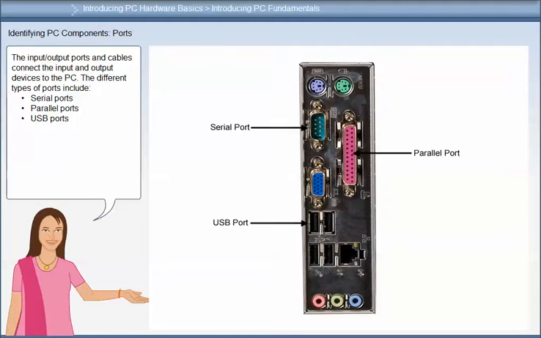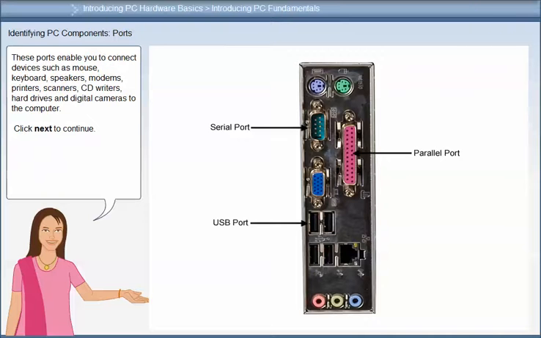The input, output ports and cables connect the input and output devices to the PC. The different types of ports include serial ports, parallel ports, and USB ports. These ports enable you to connect devices such as mouse, keyboard, speakers, modems, printers, scanners, CD writers, hard drives, and digital cameras to the computer.